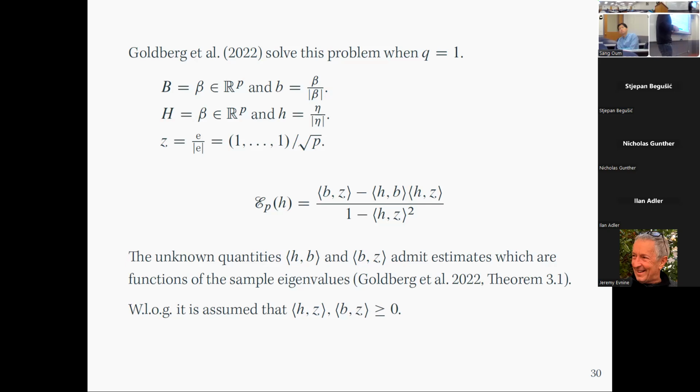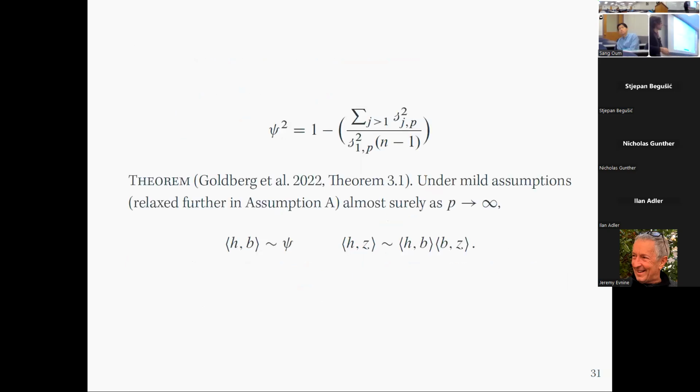And it turns out, and this is what we did in theorem 3.1 of that paper, that we estimated those things in terms of empirically determined quantities, and those were the sample eigenvalues. So this is the theorem there. There's a little psi. It looks very much like the big psi that I used earlier. It's kind of analogous to that. It's a function of eigenvalues, and let's not worry what it is. You just take eigenvalues and you make them into that.